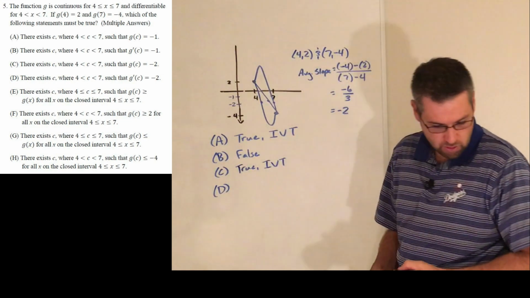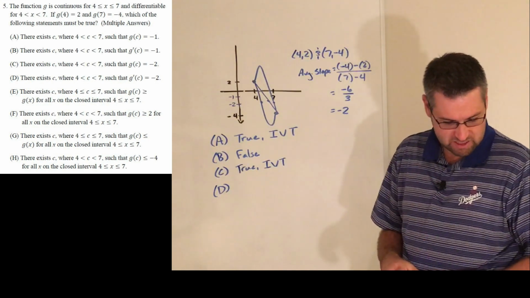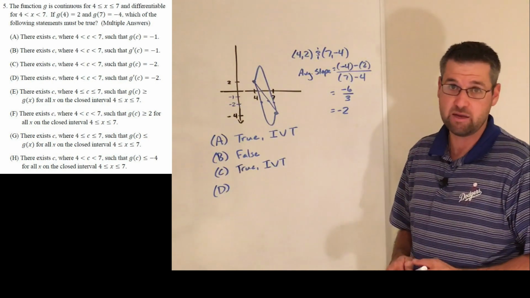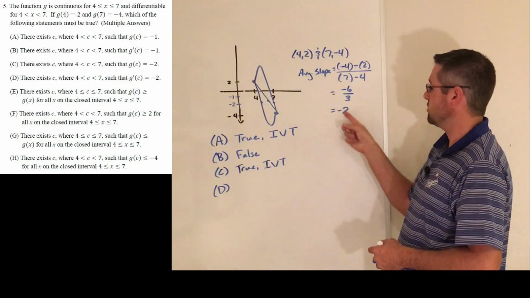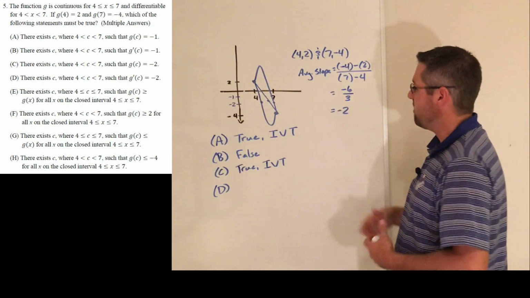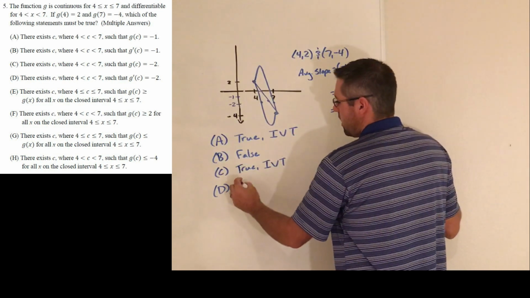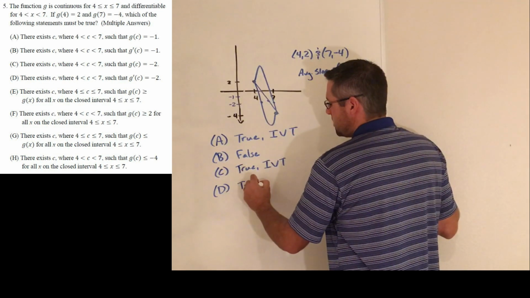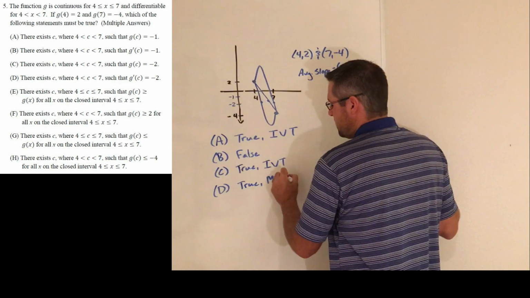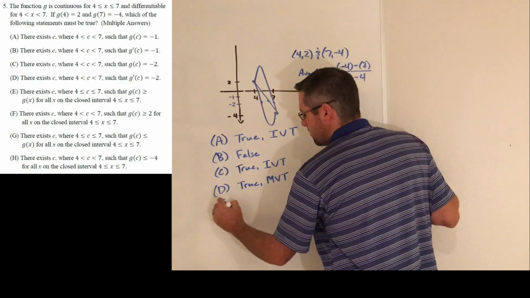Option D is going back to the mean value theorem, because it says g prime is equal to -2. Well, we just did the work on the average slope. The average slope was -2. That means the derivative must be -2 for some value in there. So option D is a true statement, and that is by the mean value theorem.